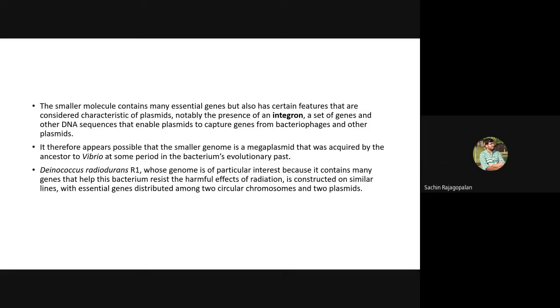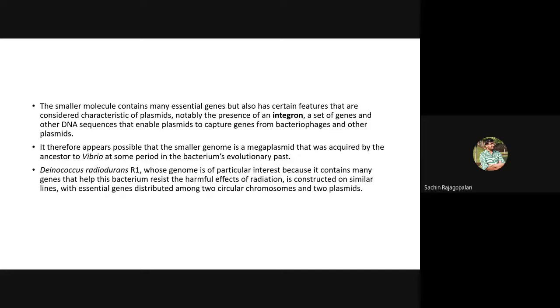Okay, so the smaller DNA molecule is just like a plasmid here. They are referring to it as a mega plasmid because it's slightly bigger than what a plasmid would be, but its characteristics are very similar to plasmids, and somehow, the genes that are there on the smaller genome have been obtained by the ancestors of the El Tor species during the process of evolution.